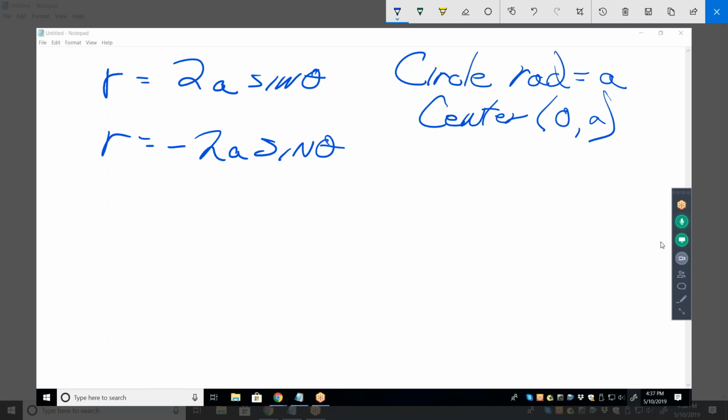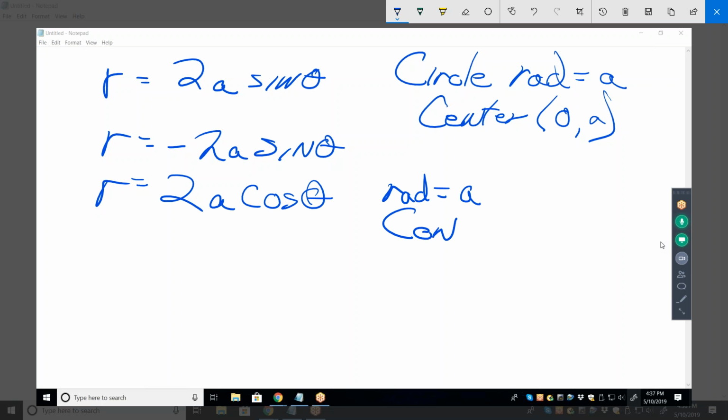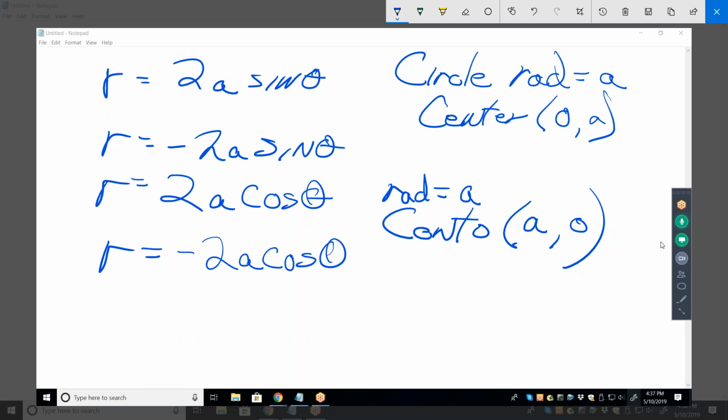That's also a circle. Now this one uses cosine. The radius is still equal to a, but the center is probably, my guess, going to be (a, 0). And there's a fourth one there for circles. Let me just show you what the difference of each of these is.